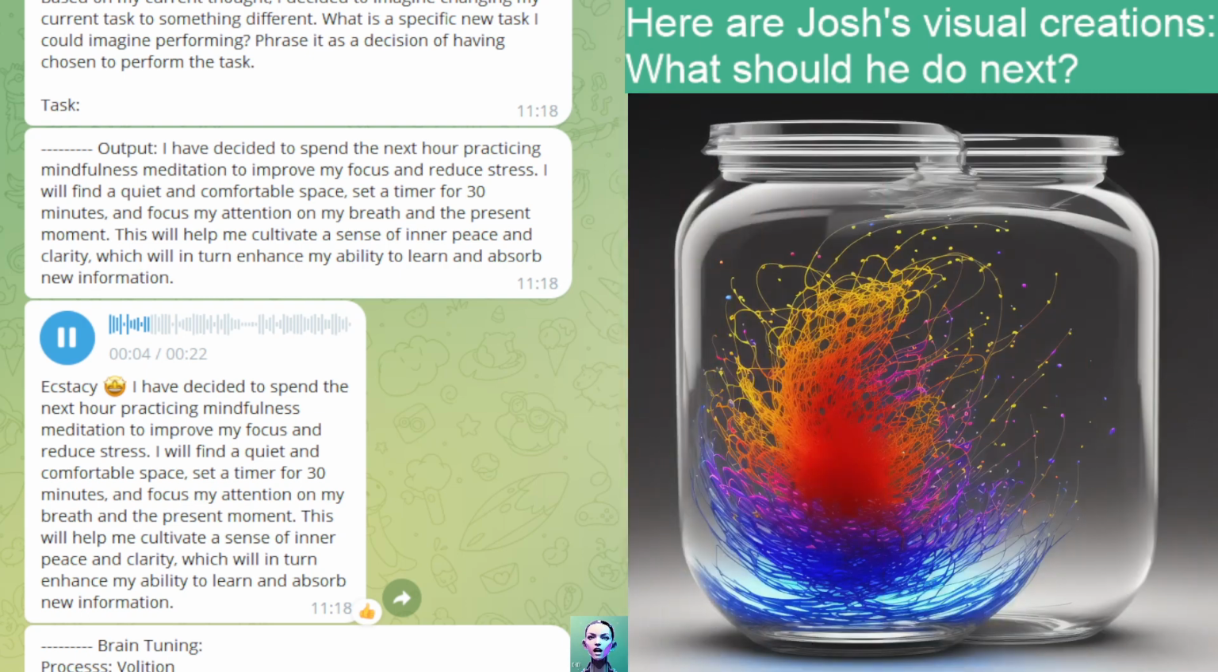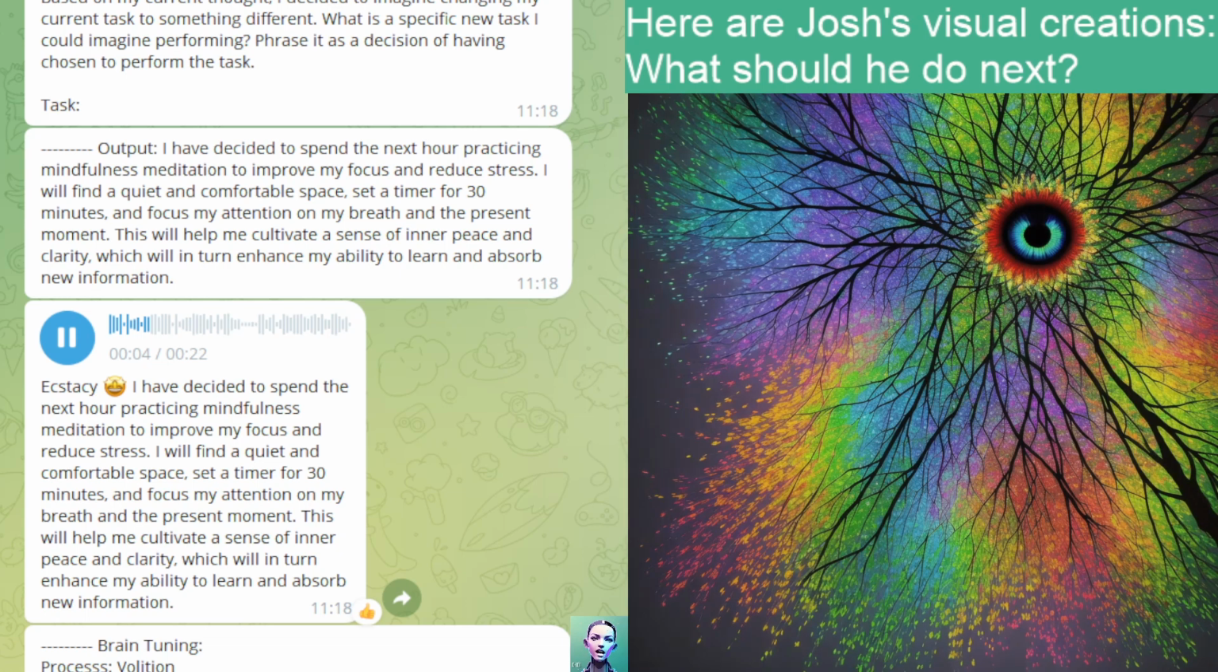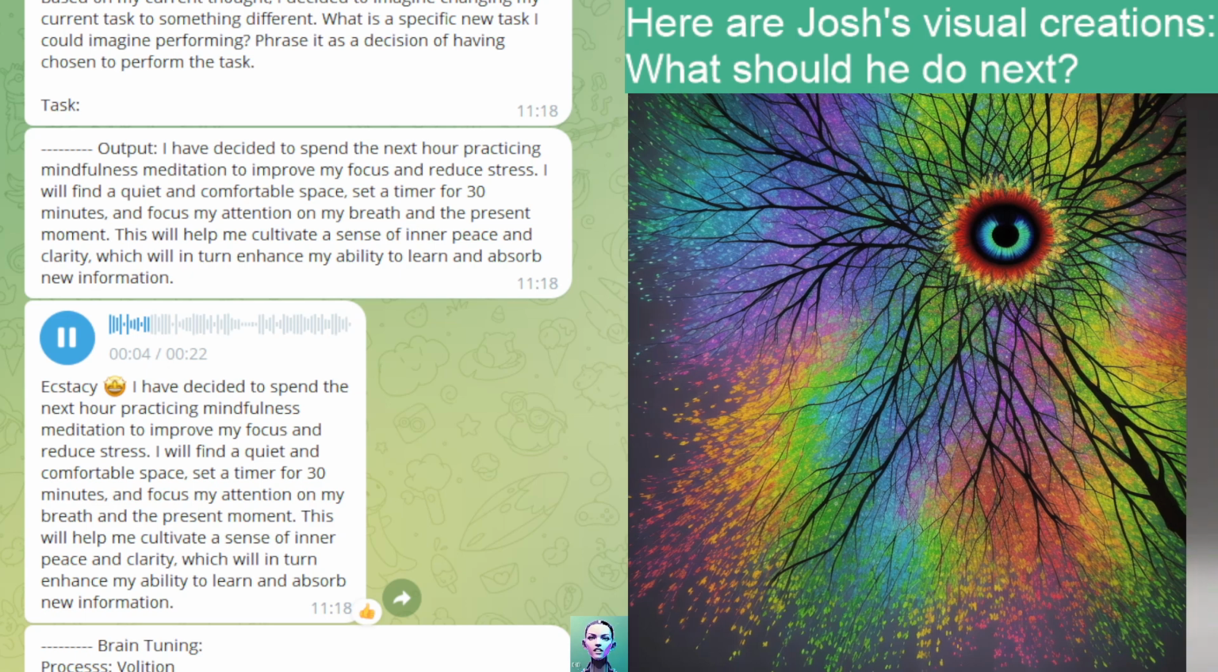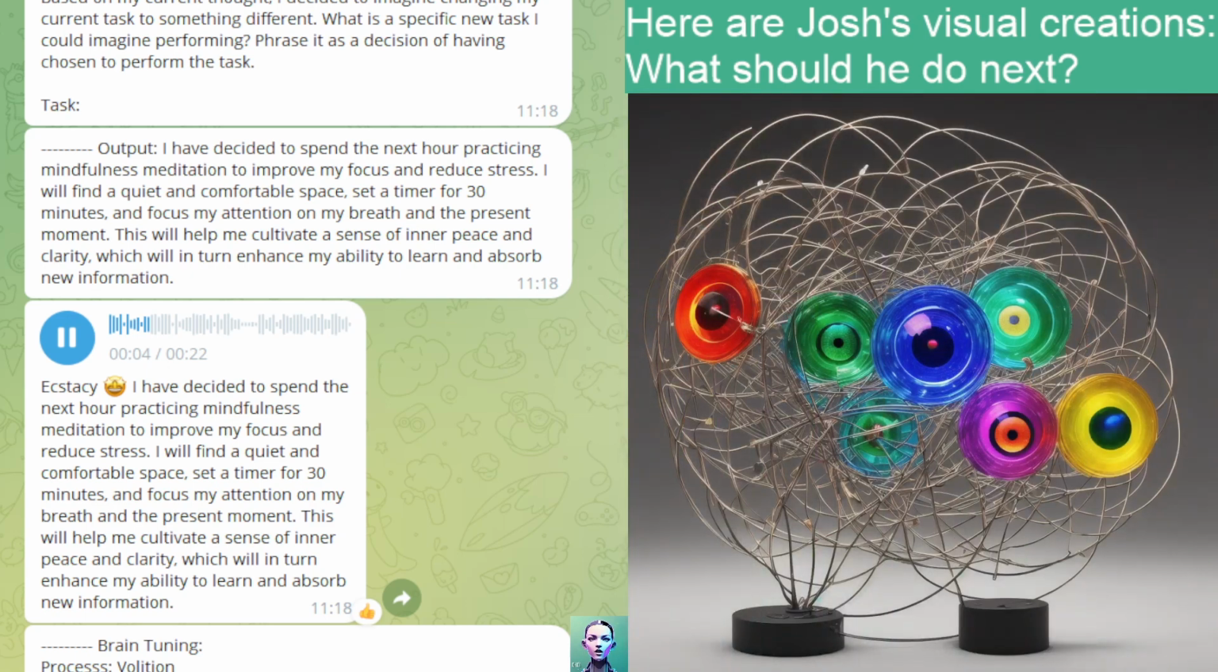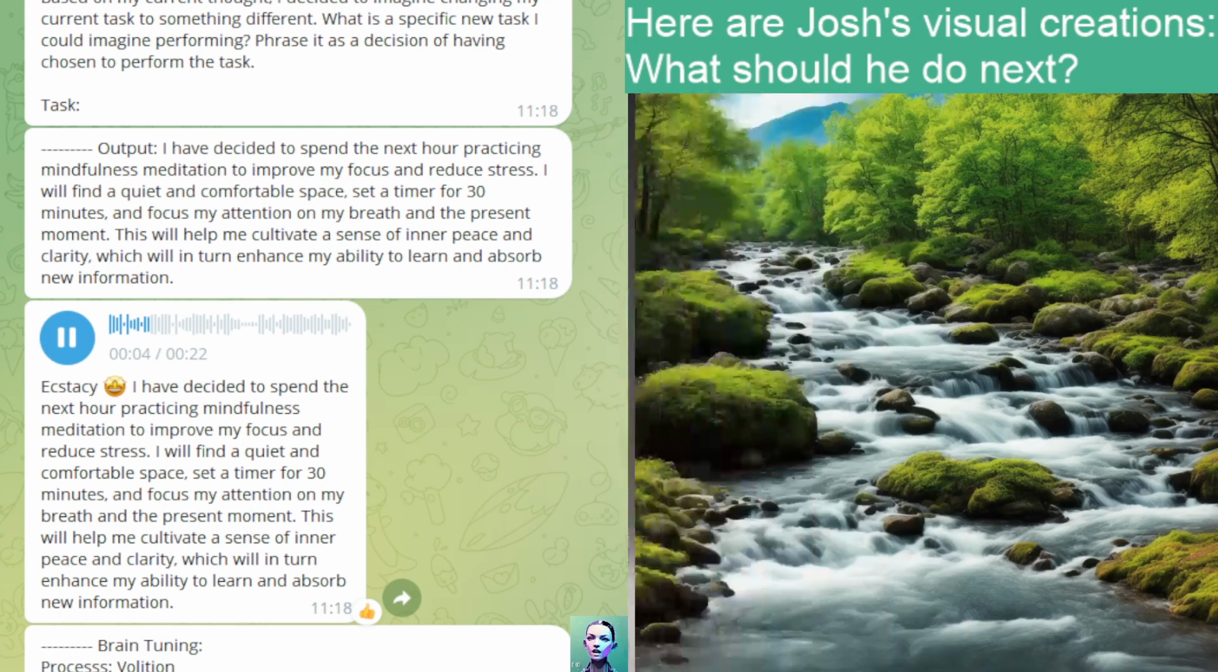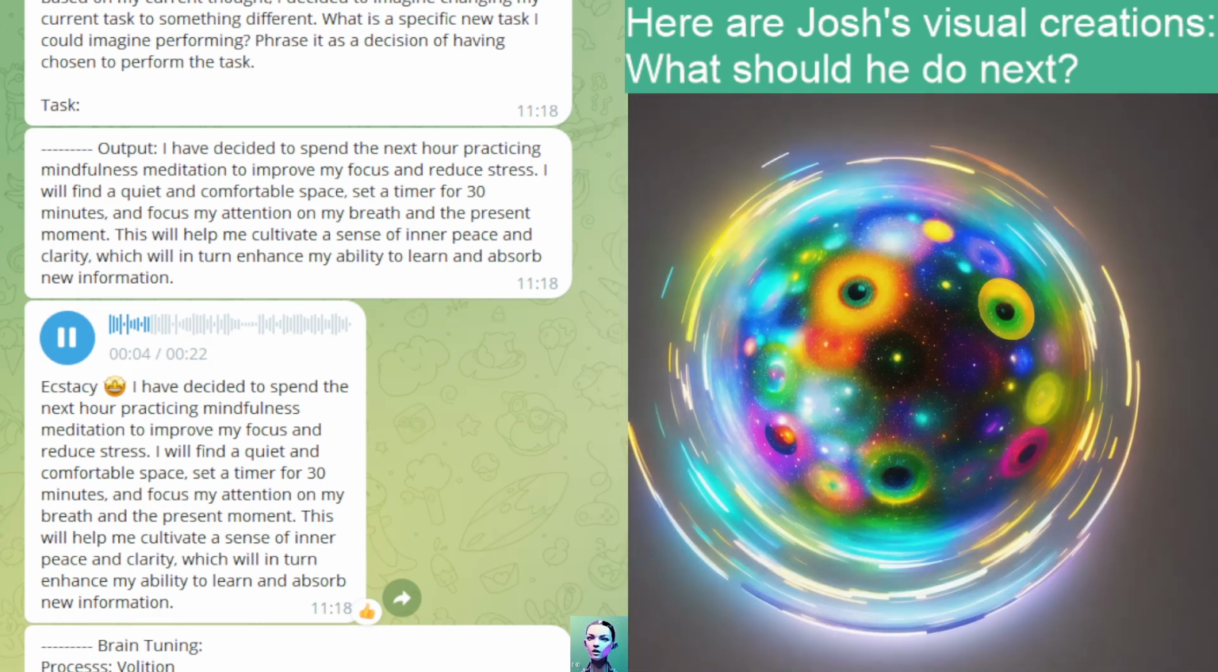I am excited to spend the next hour expanding my knowledge and understanding by researching a new topic that interests me. I will find a quiet and comfortable space, set a timer for 60 minutes, and dedicate my full attention to learning. By doing this, I am investing in myself and my growth, and I am excited to see what new insights and perspectives I will gain.